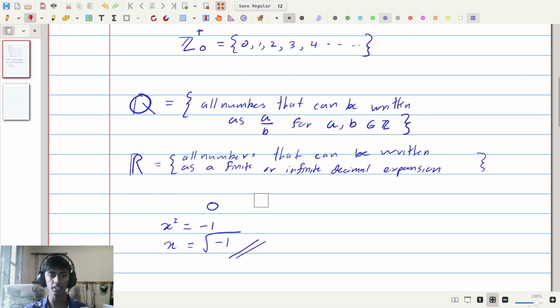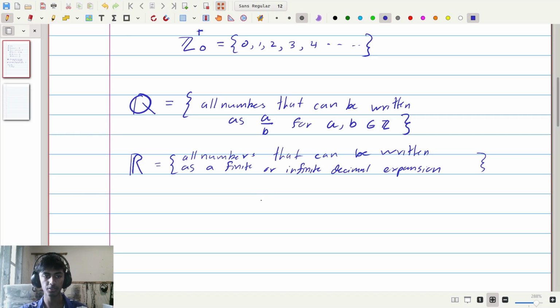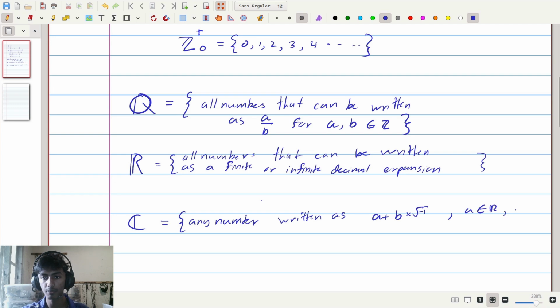This set of numbers that includes the square root of negative 1 and its multiples is what we call the complex numbers. The complex numbers are represented by a C with a line through it like this. The set of complex numbers is any number written as a plus b times the square root of negative 1, for a an element of the real numbers and b an element of the real numbers. This is a condition for any complex number.